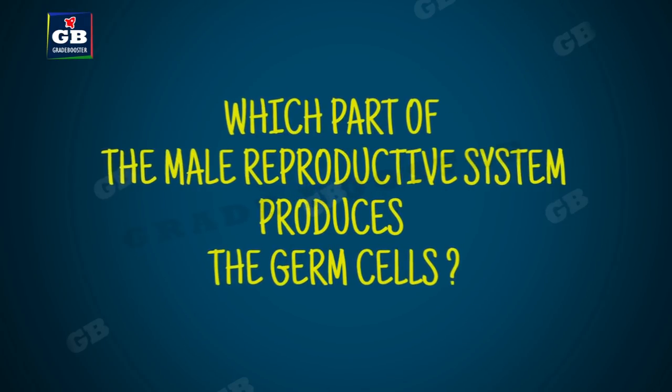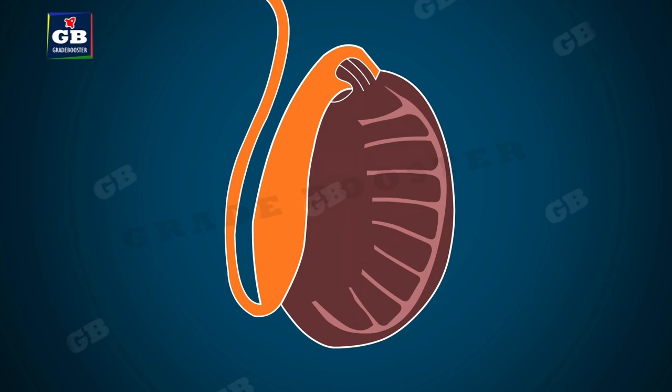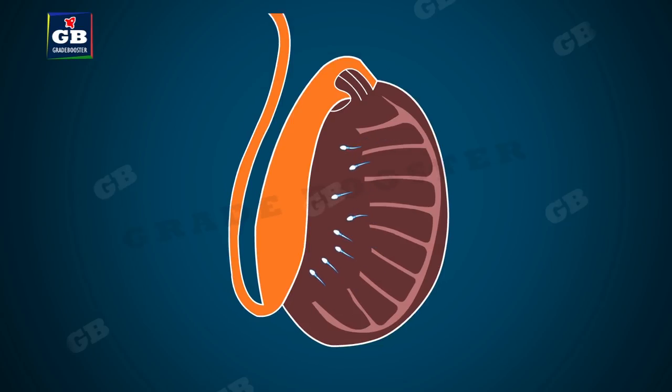Now let's see which part of the male reproductive system produces germ cells. The formation of germ cells or sperms takes place in the testes.